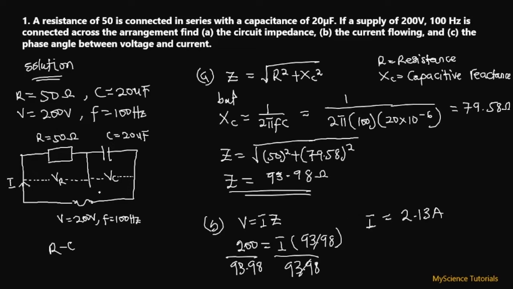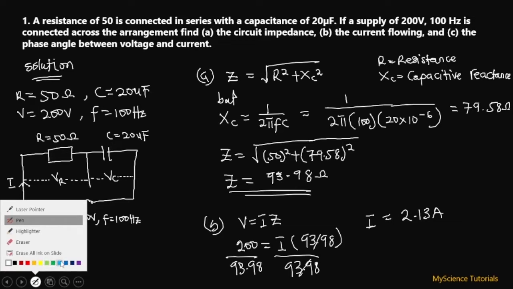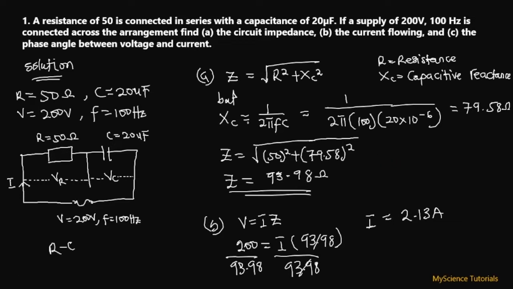Okay, so the last thing we want to look at is to find the phase angle between the voltage and the current. The phase angle, which is the angle between the current and the voltage, is given as tan of the phase angle equal to the capacitive reactance over the resistance. So we have our angle equal to the tan inverse, let me clean that.